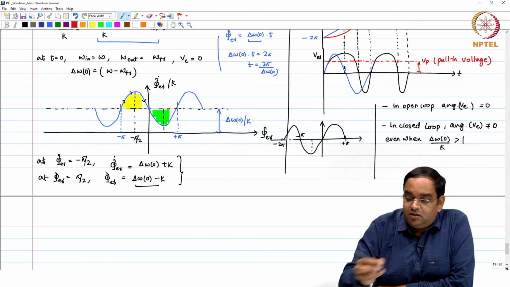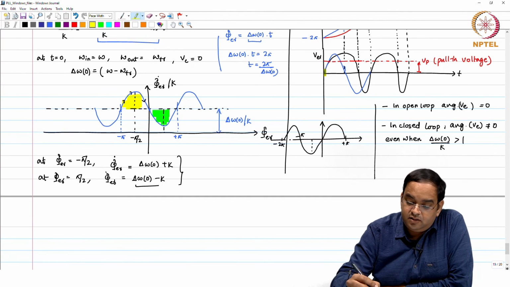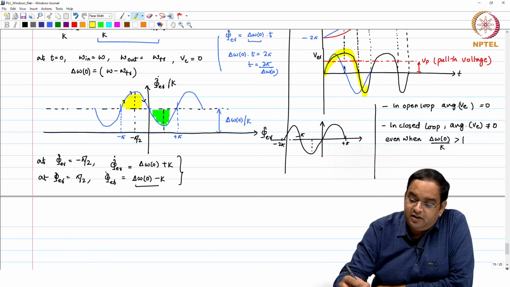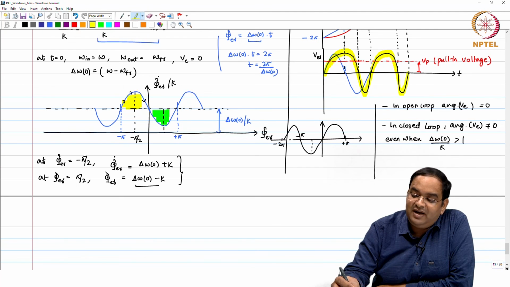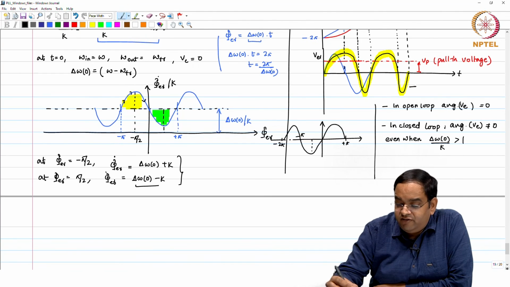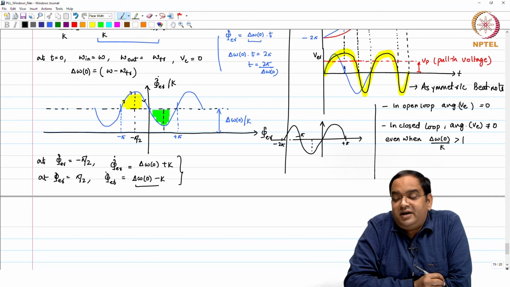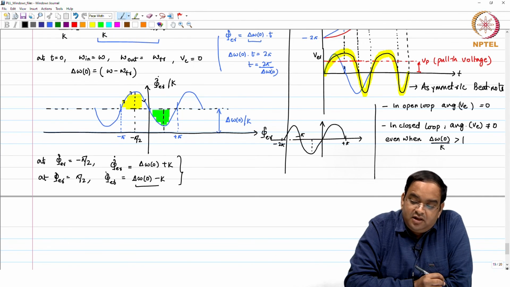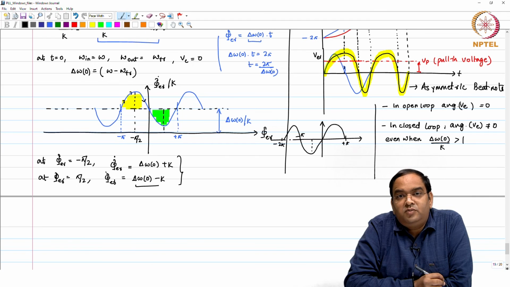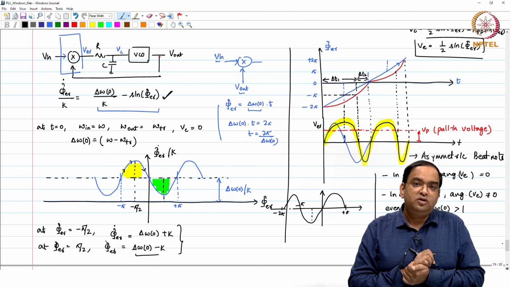Now, the waveform which you see here, right, this waveform is asymmetric in nature. This particular waveform is asymmetric in nature and often referred to as an asymmetric beat note. Okay, it is like a beat here, it is asymmetric in nature, it has non-zero DC voltage, and that non-zero DC voltage is called the pull-in voltage. Yeah, so what can we do with this pull-in voltage? That is something which we need to see.